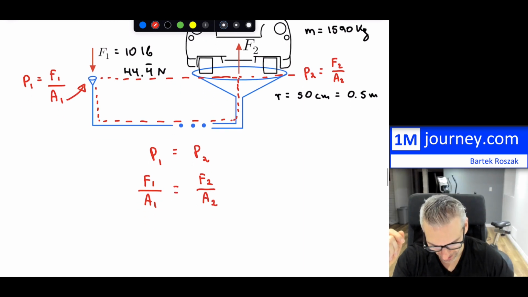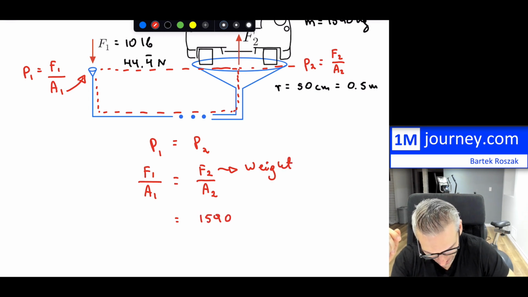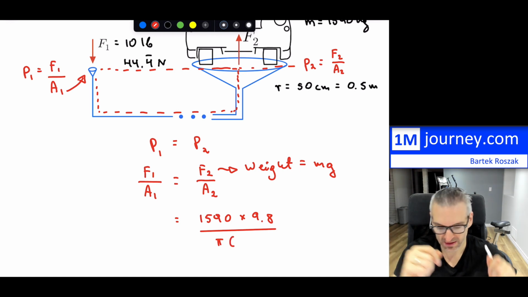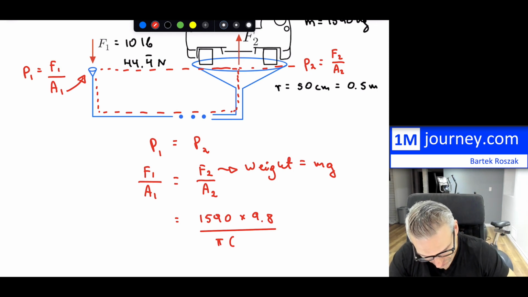Now we know quite a lot of information in here. So F2, we have the weight, so we can transfer this. This is going to be the weight of the vehicle, and that's going to be 1590 multiplied by 9.8. So don't forget, weight is equal to just mass times gravity. So that's the force that we have to uplift within here. And then the area itself, because we know that it's circular, this is going to be pi r squared. If they want it in centimeters, we can keep everything in centimeters if we like. So maybe I'll just keep it in centimeters for this.